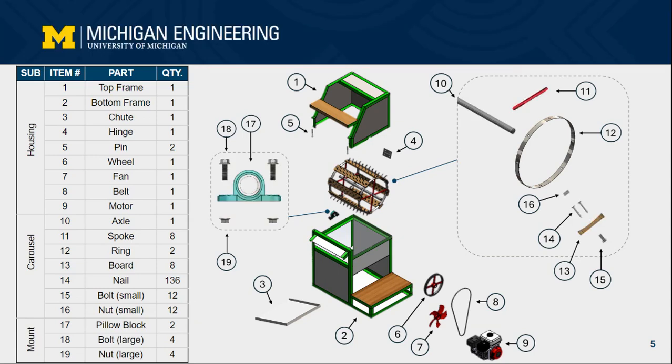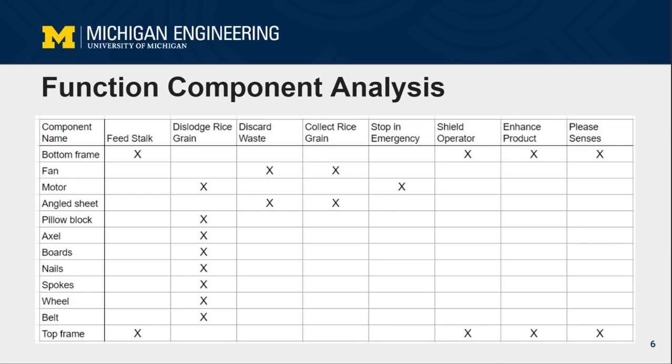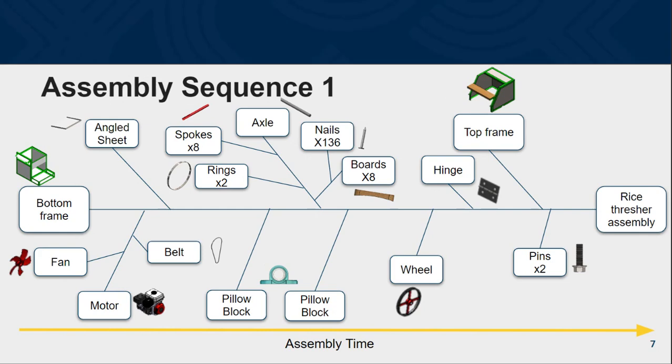There are 3 sub-assemblies that make up the total assembly: housing, carousel, and mount. There are 19 total parts in this assembly. This is our function component analysis matrix. As you can see with the matrix, dislodging rice grain uses most of the components, which gives us an opportunity for optimization later on, as well as the bottom frame and top frame typically are used for the same functions and also have an opportunity to be combined later in DFA.